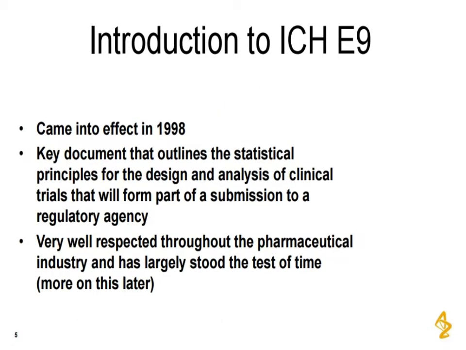Okay, so ICH E9 came into effect in 1998, and it outlines the statistical principles for the design and analysis of clinical trials that will be part of a submission to a regulatory agency. And the good news is, throughout its life, it's been very well respected in the pharma industry, and most of the document is still very, very useful today.